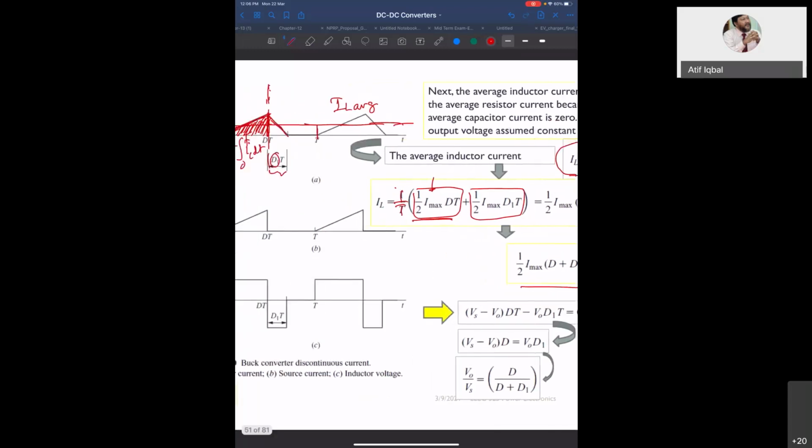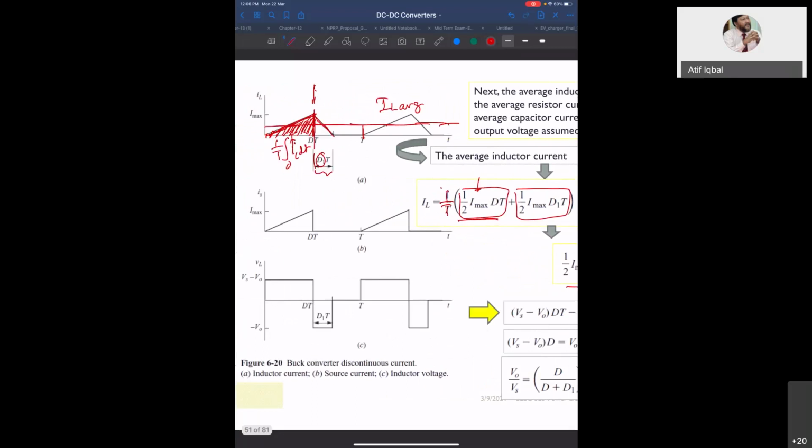And now this is the voltage across the inductor. When it is on, this is Vs minus V naught. And when it is off, it is minus V naught. And from here to here, it will be 0 because it is not conducting anything. So it is 0 here.